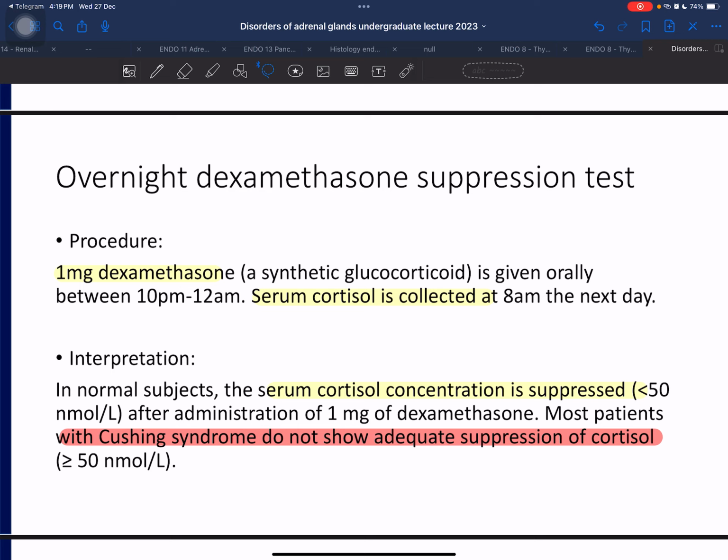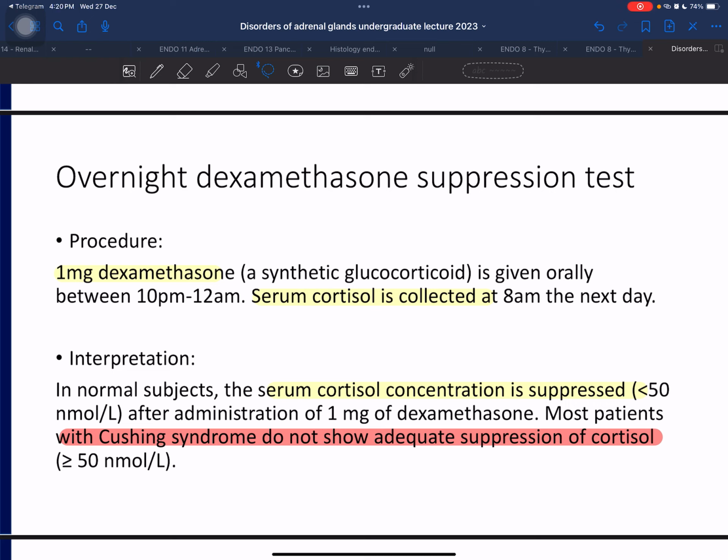However, in patients with Cushing's syndrome, they do not. The cortisol is continuously being secreted all the time, so you won't see a suppression. When you get this kind of finding, it means your screening test has told you that most likely the patient has Cushing's syndrome.